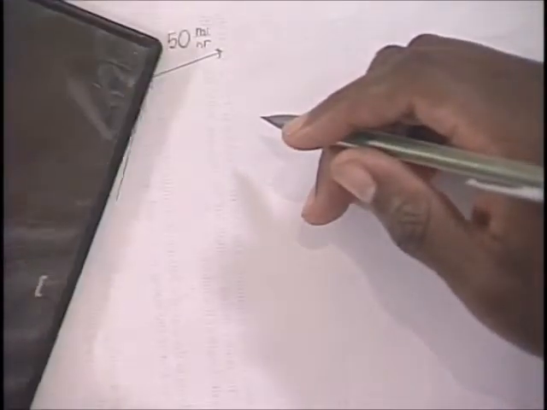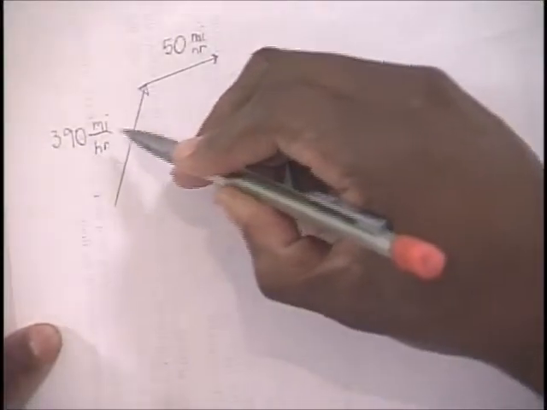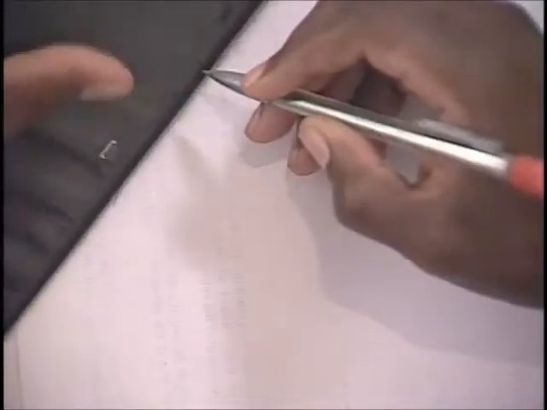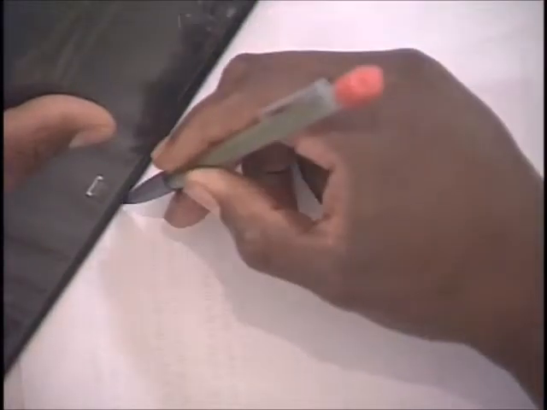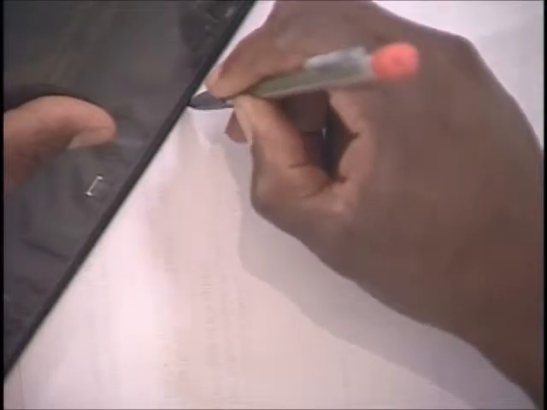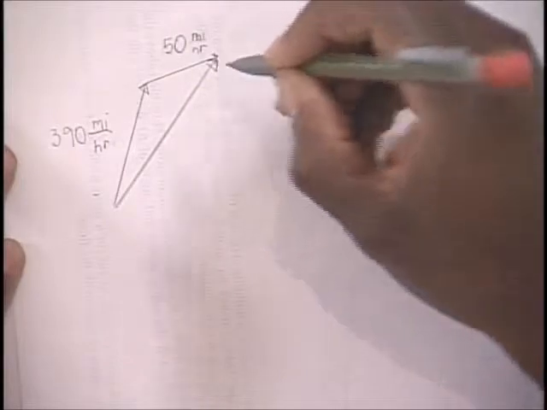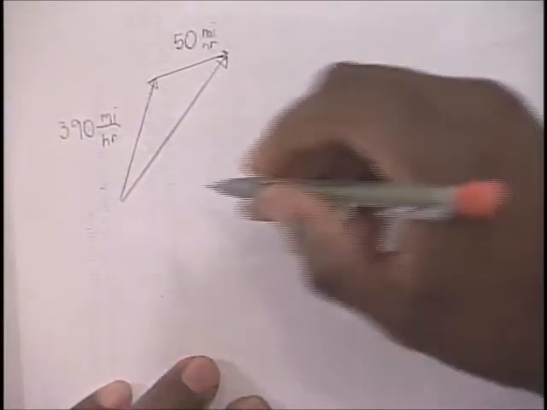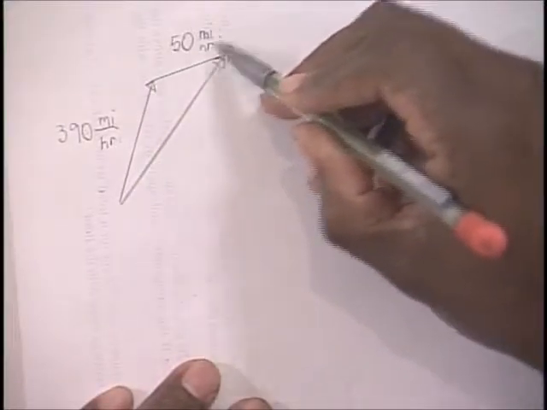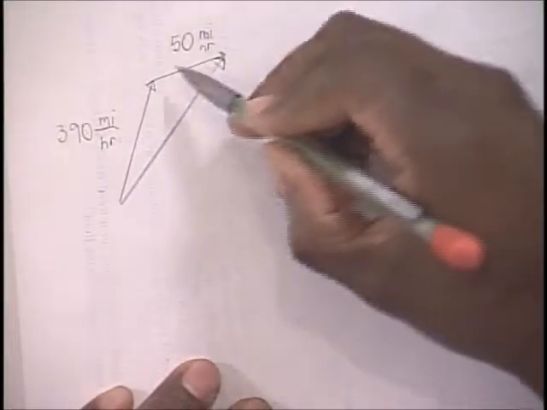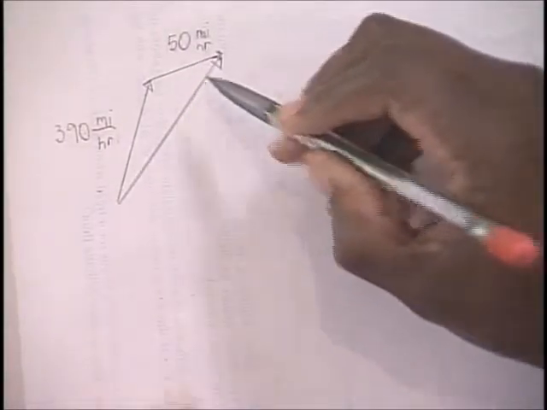So the result of this plane traveling at 390 miles an hour and a gust of wind traveling 50 miles an hour is what's called a vector right here. That's going to be the result of the plane flying and then the gust of wind.